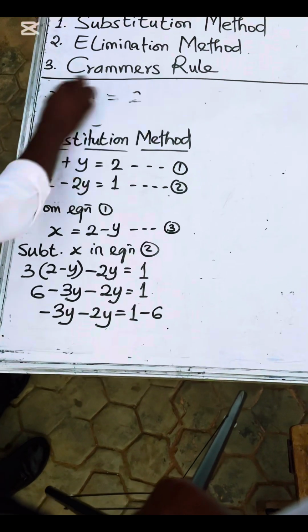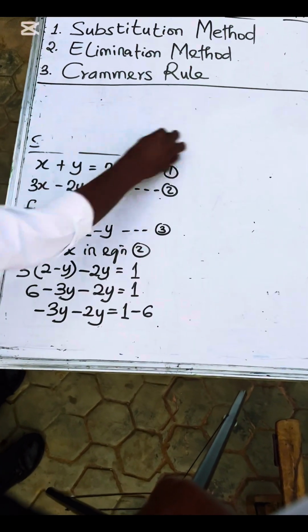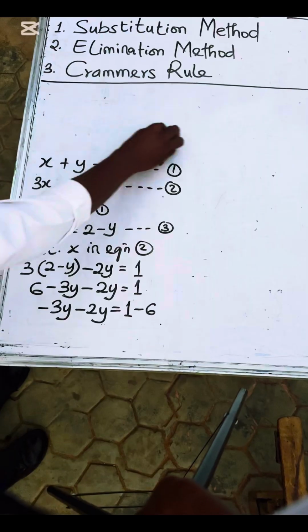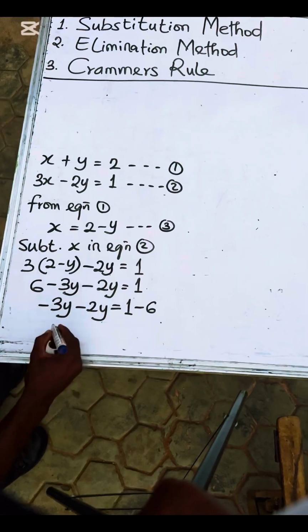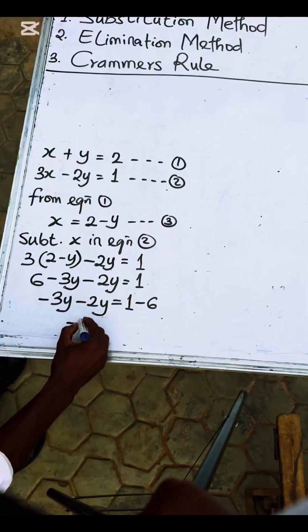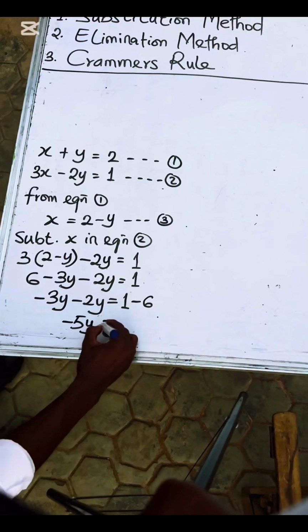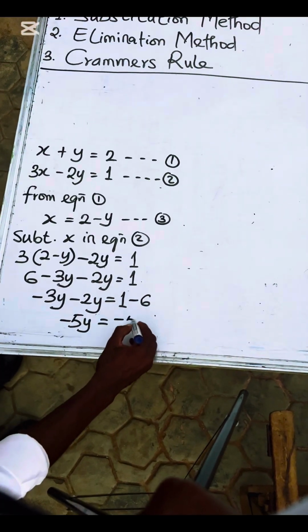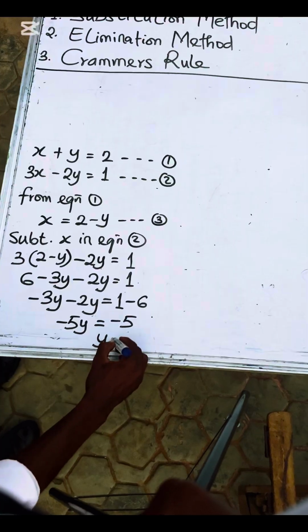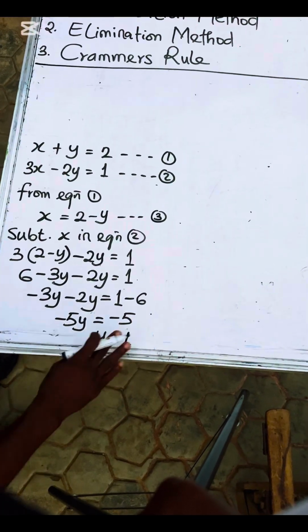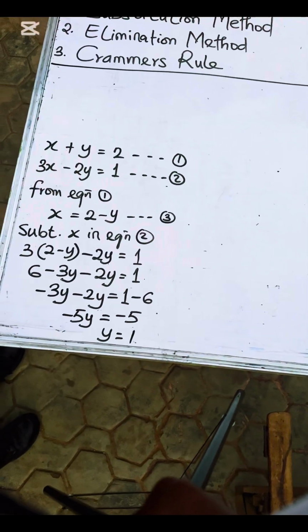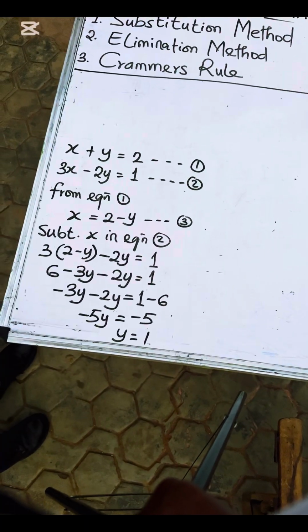Okay, I'll clean this up. And then, going further to solve, we have minus 5y is equal to 1 minus 6, which is what? Minus 5. And then y is equal to 1 when you divide both sides by the coefficient of y, which is what? Minus 5.